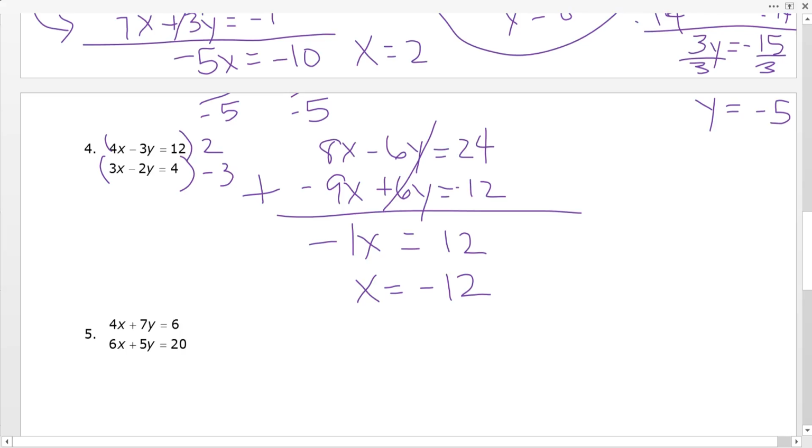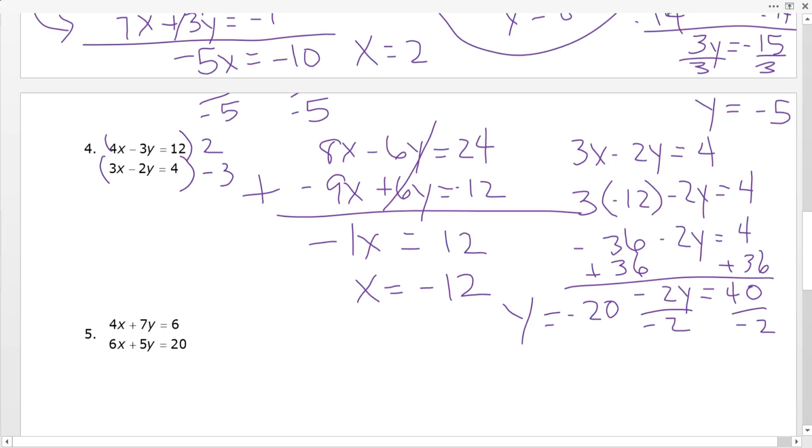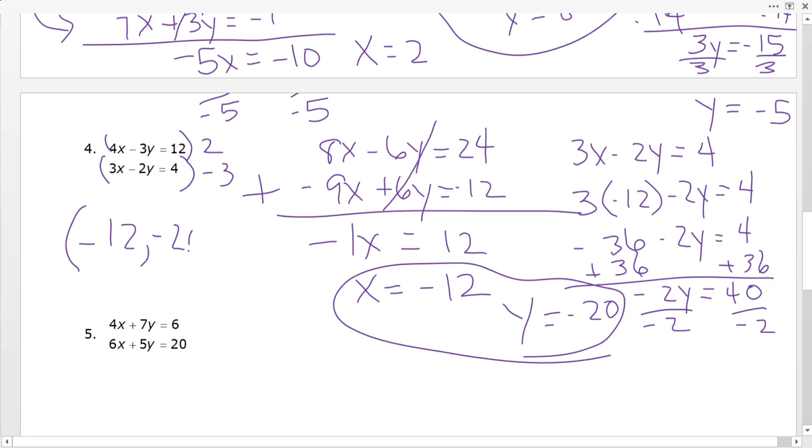I think I will go to my second equation. 3x minus 2y equals 4. So I have 3 times negative 12. 3 times negative 12 is negative 36. I add 36 to both sides. Negative 2y equals 40. y equals negative 20. So my ordered pair is negative 12, negative 20.